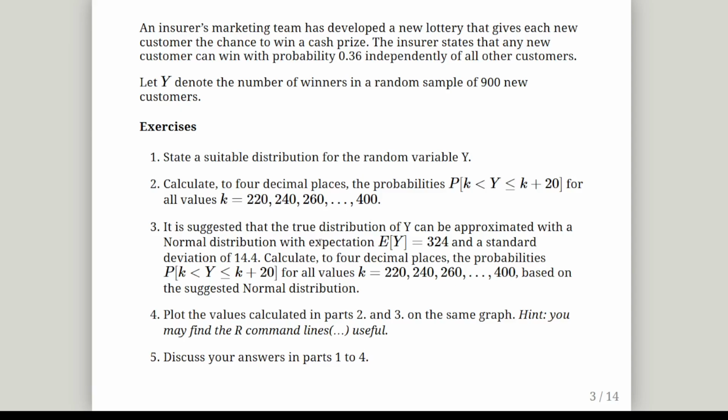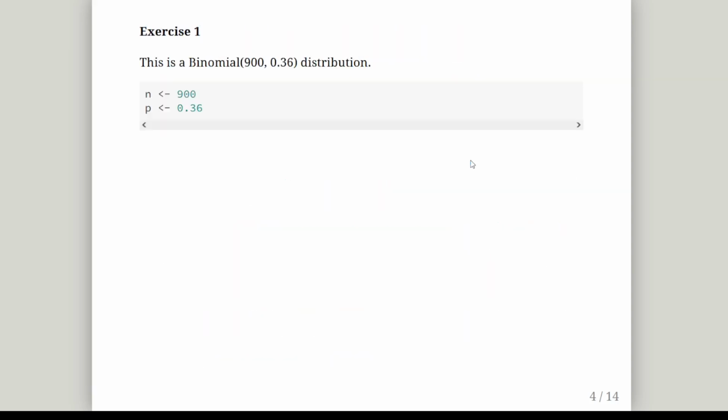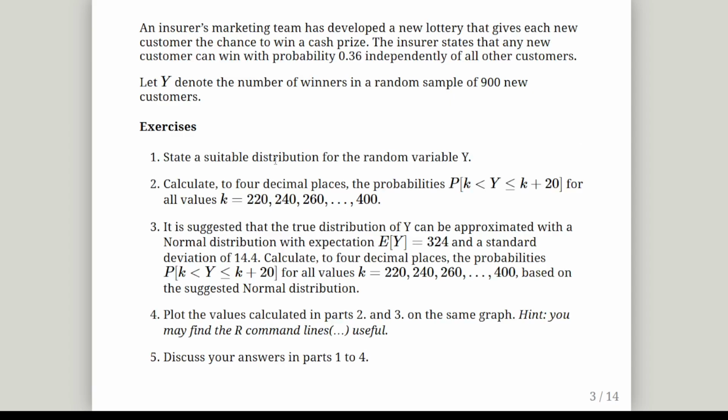Let Y denote the number of winners in a random sample of 900 new customers. So we're dealing with 900 new customers, and there's a probability of 0.36 that each of those customers can win a cash prize. State a suitable distribution for the random variable Y. Clearly, that is a binomial distribution with sample size, number of independent trials, 900, and a probability of success 0.36. So we save n as 900 and we save 0.36 as p. Okay, so they're in memory and we can call on them from now on.